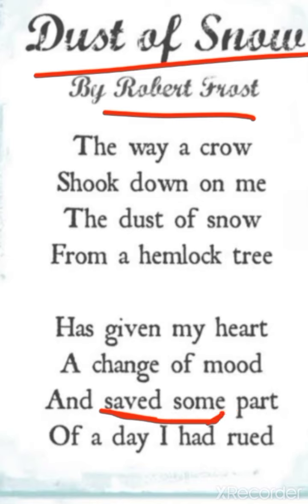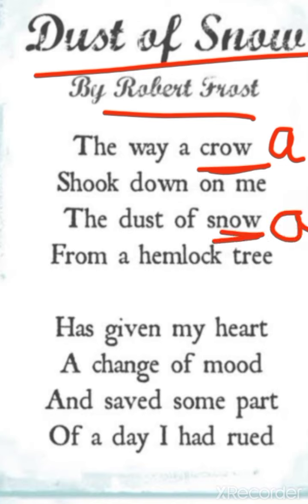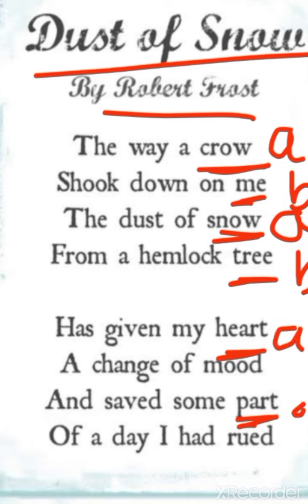And now let us discuss the rhyming scheme. So crow, it is A. Now crow, snow, they are rhyming, so it's also A. Now tree, me, they are also rhyming, so it's B. Now let's move to the second stanza. Heart, part, so it's A because they are rhyming. Then we have rude, they are also rhyming, so it's AB in both the two stanzas.